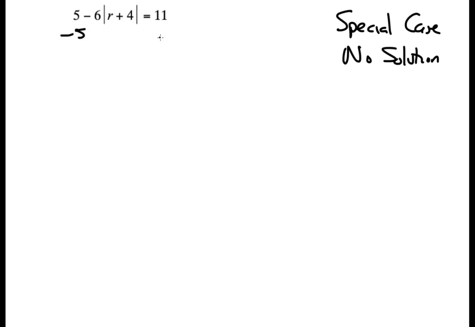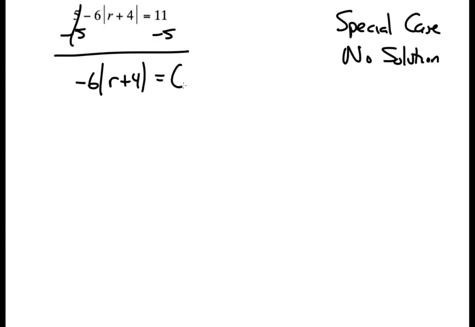So again, there could be one that's called a special case where there's no solution. So for example, let's do this one. I want to isolate this piece here. So the first thing I'm going to do is I'm going to subtract 5 from both sides. That cancels. I'm left with negative 6 times the absolute value of r plus 4 equals 6. If I now divide both sides by negative 6, I'm going to get the absolute value of r plus 4 equals negative 1.